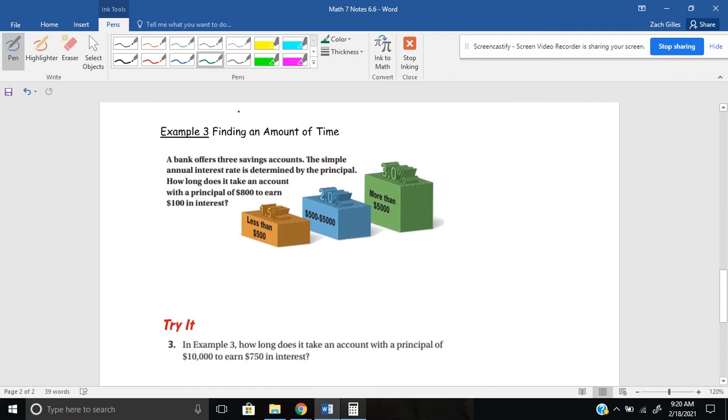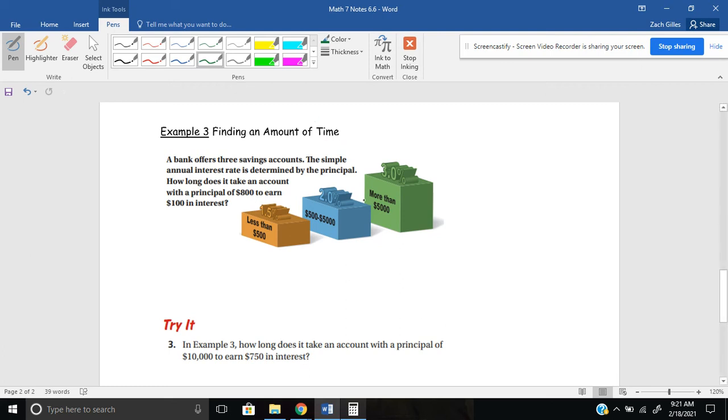Example 3 says, now we're trying to find an amount of time. So a bank offers 3 savings accounts. The simple annual interest rate is determined by the principal. How long does it take an account with a principal of $800 to earn $100 in interest?